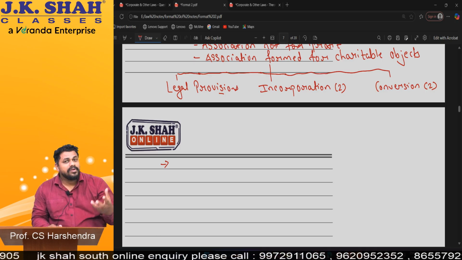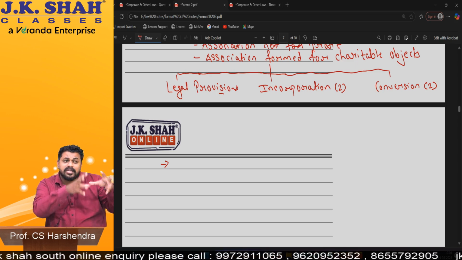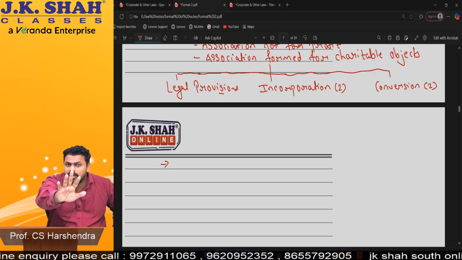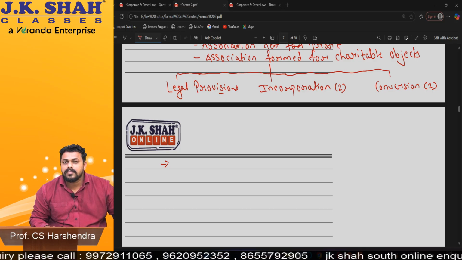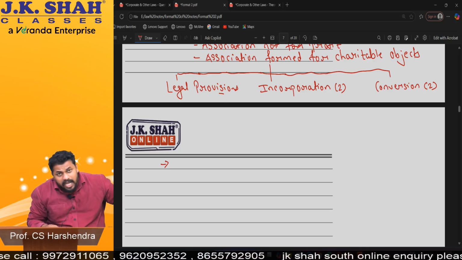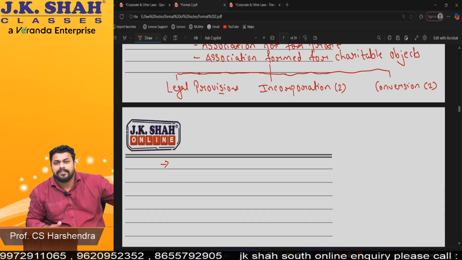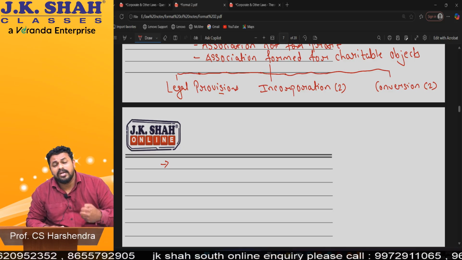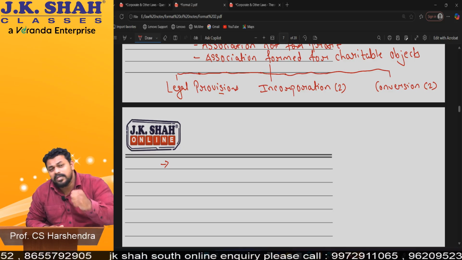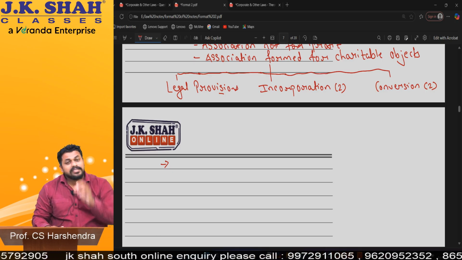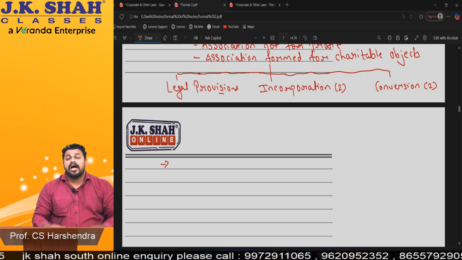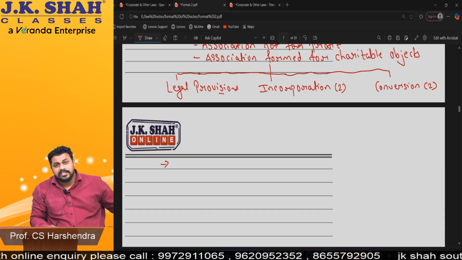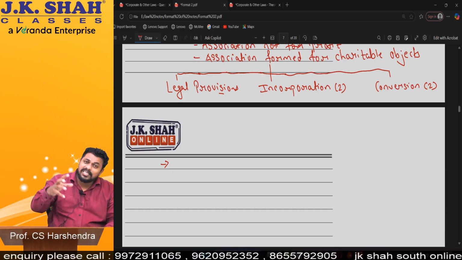The answer is, as I told you, I don't want to rely on donations and subscriptions from others' money. I don't want to beg money from them and then do charity. I want to earn money, and whatever I earn, I want to give in charity. I want to do social welfare. That's the reason I form a Section 8 company, because only companies can do business. Trusts and NGOs cannot do business. I want to do business, earn money, and give that money in charity. That is a Section 8 company.